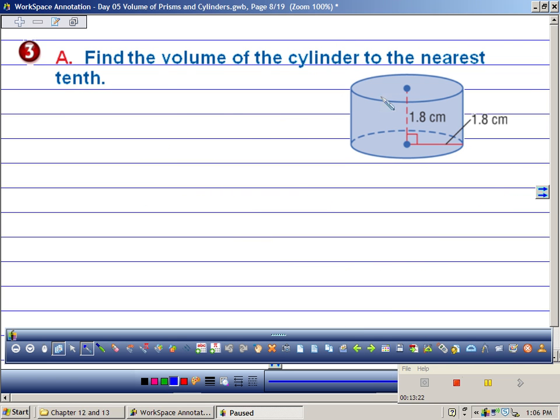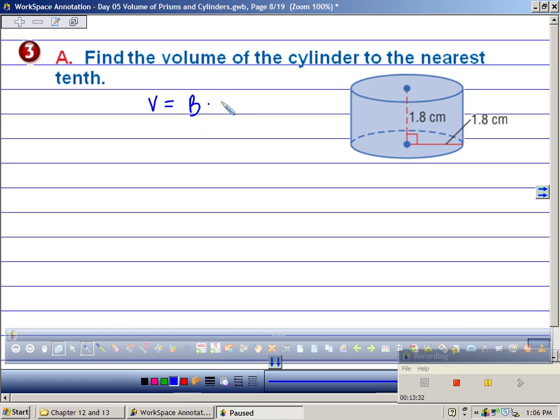All right, find the volume of the cylinder to the nearest tenth. I think we can do this pretty quickly. Volume equals what? Base times the height. What is the base formula for this figure? Pi r squared times however tall it is. What is the radius of my figure? 1.8 squared times what is the height of my figure? Put that in a calculator and you get 18.3 centimeters cubed.